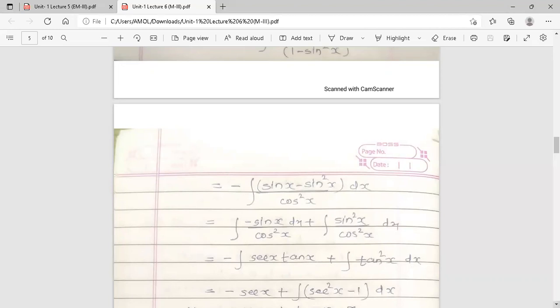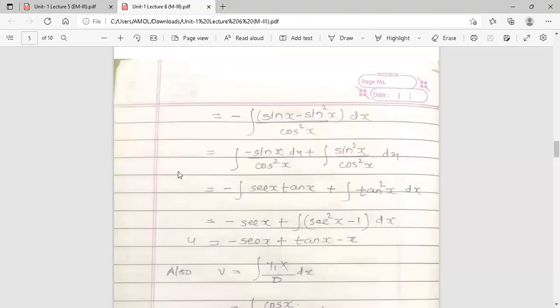And the integration of sec x tan x is sec x. So minus sign as it is. So the integration of sec x tan x is sec x. So the answer is equal to minus sec x plus integration of tan square x.